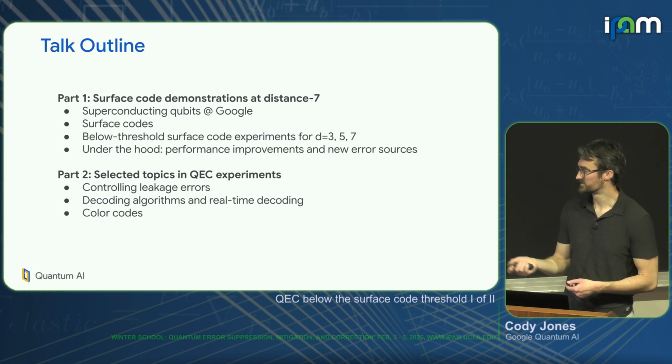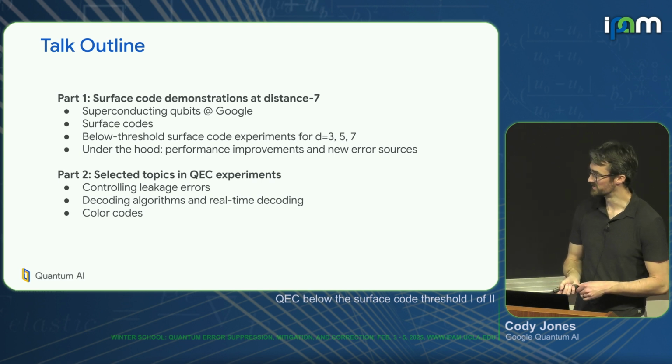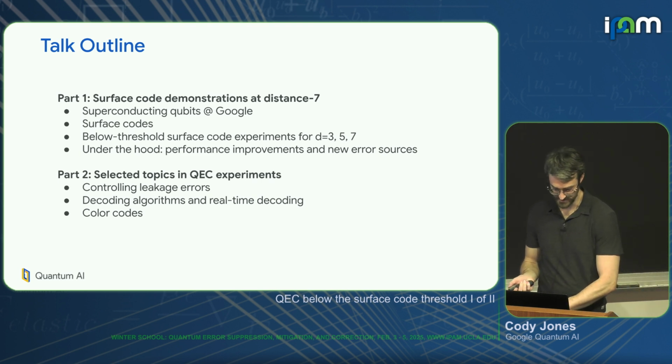And then the second part, after the break, I'll go a little bit deeper into some selected topics that are related to these experiments, such as controlling leakage errors, which I'll explain what those are as I go, decoding algorithms and real-time decoding, and then a close cousin to the surface code called color codes that are similar but have distinct properties that make them interesting and fun.